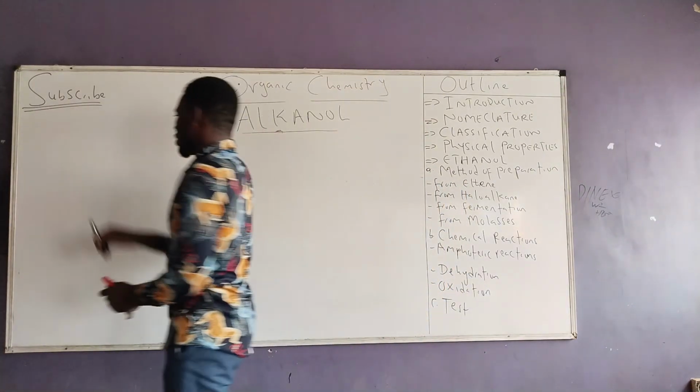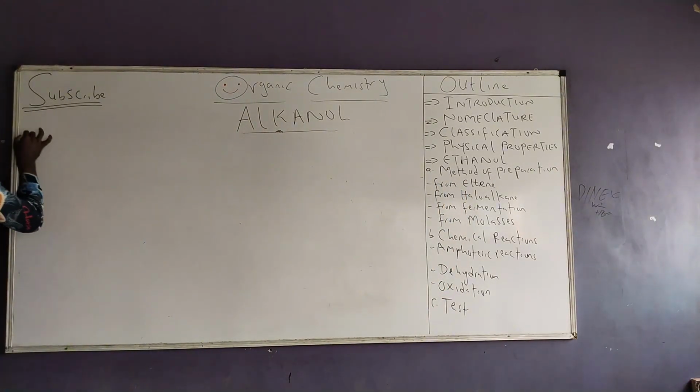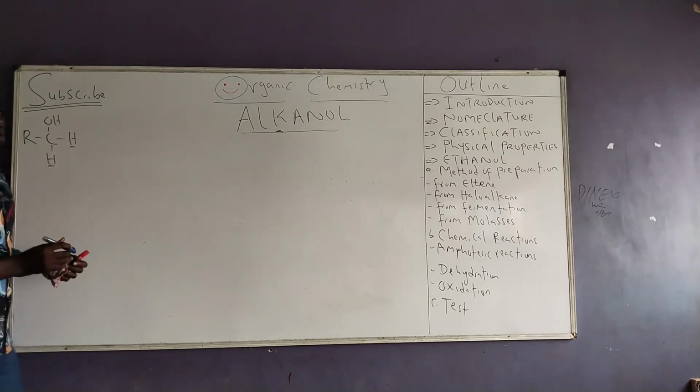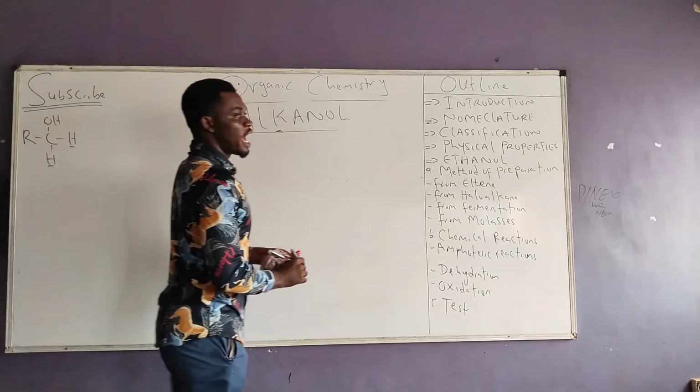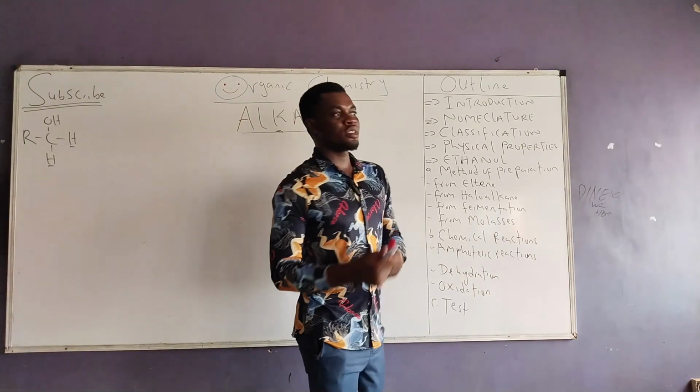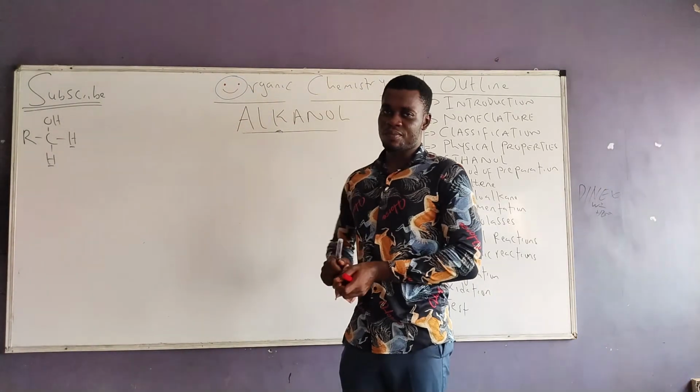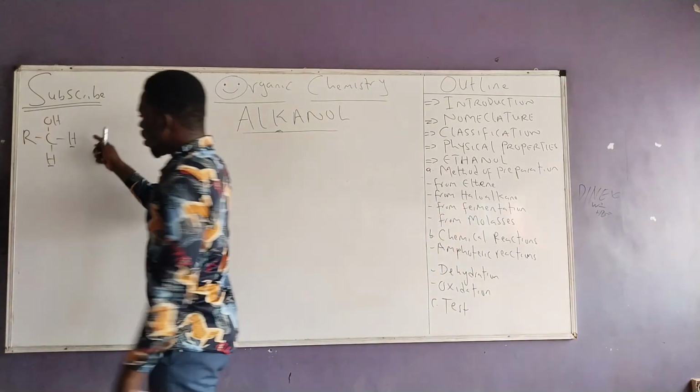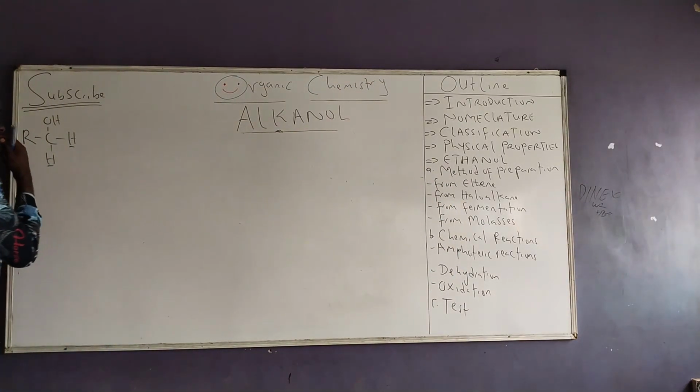So for primary alkanols, we have R, this is C, this is OH, this is H, this is H as well. Primary alkanols have 2 oxidizable hydrogen. When we say 2 oxidizable hydrogen, we can remove this hydrogen. We can also add oxygen to this hydrogen. So we have 2 oxidizable hydrogen. Because of that, primary alkanols can be oxidized twice.